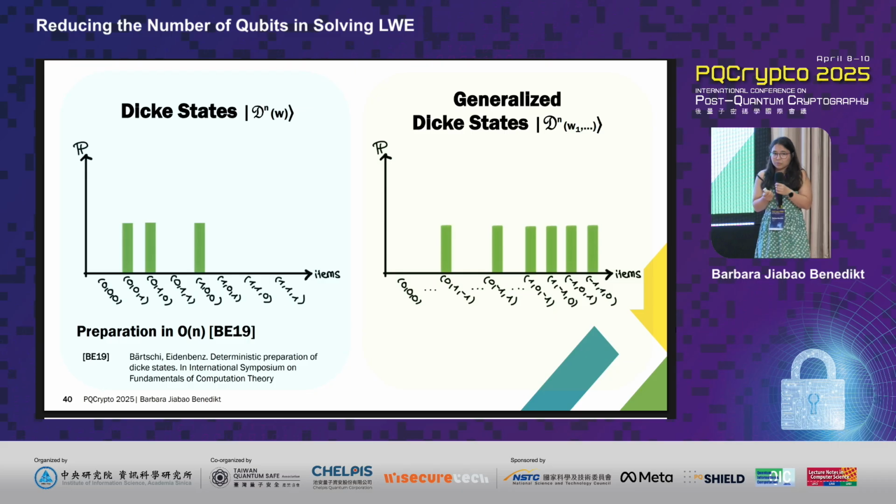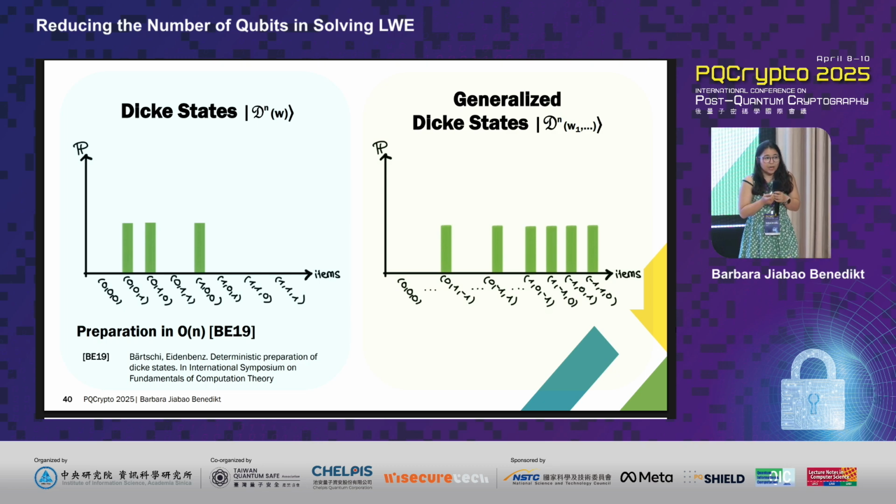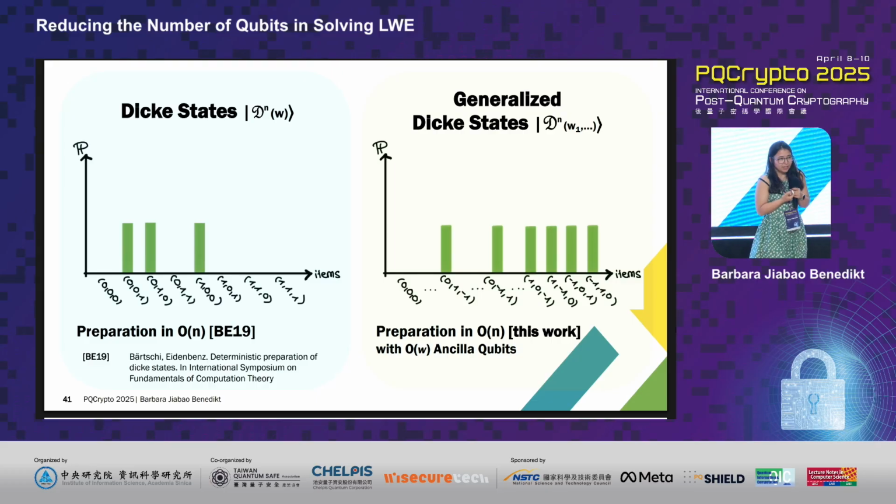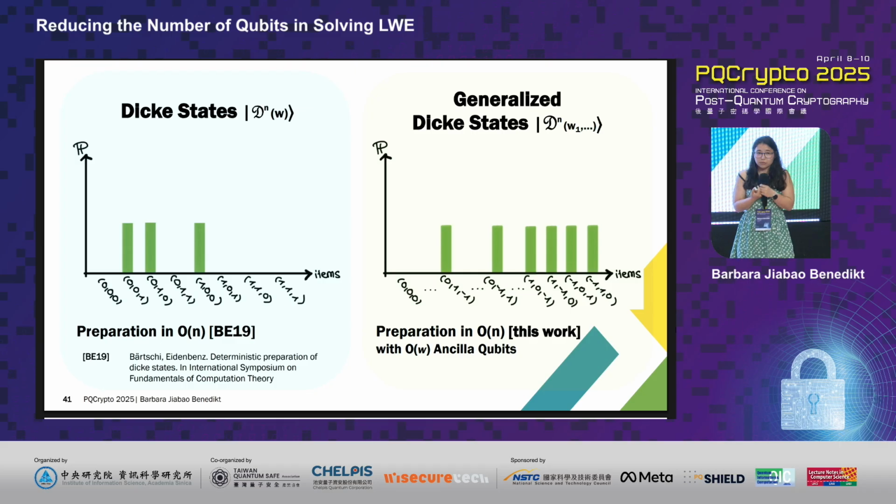So this, for example, could look like this. This is a picture of a 3-dimensional Dicke state where the weights are 1, 1. So we have vectors where we have one time the entry 1 and one time the entry -1. In my paper, I give an algorithm for how you can prepare these Dicke states, also requiring linear time like the one of Bärtschi and Eidenbenz, and using at most linearly many ancilla qubits.